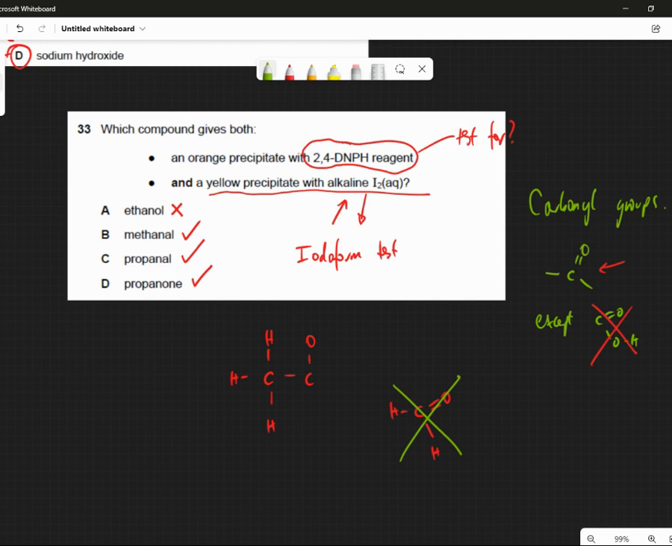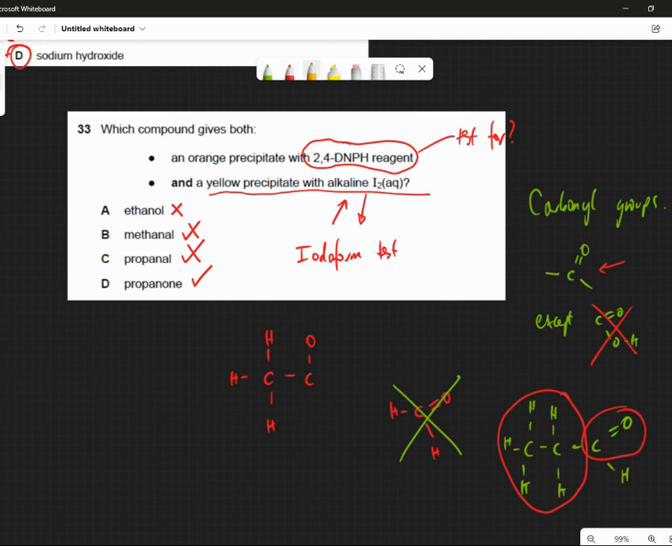What about propanol? 1, 2, 3. Well, does it have that group? No, it doesn't, because there's that before you get to the CO. It's got to be a methyl, can't be an ethyl. So it's not methanol, it's not propanol.